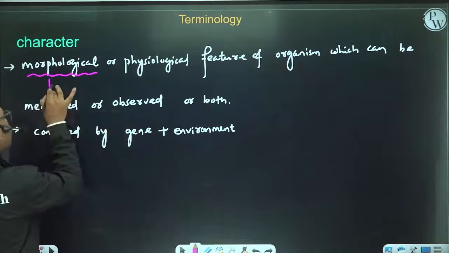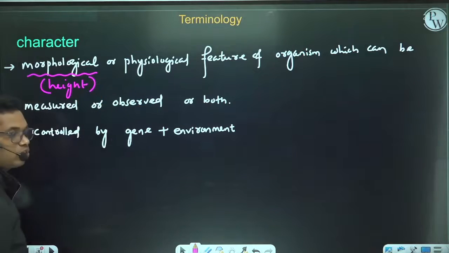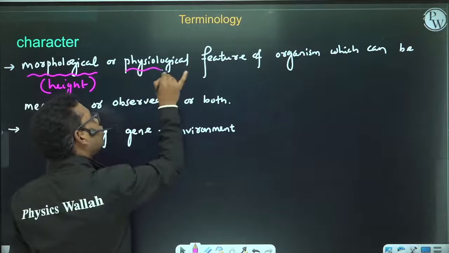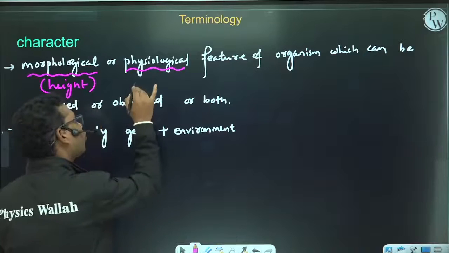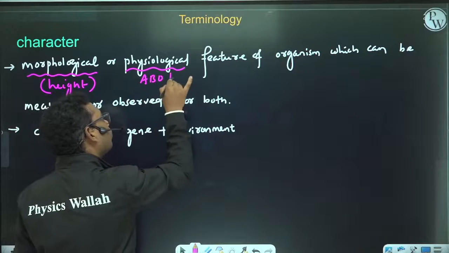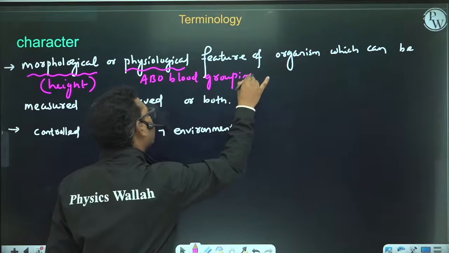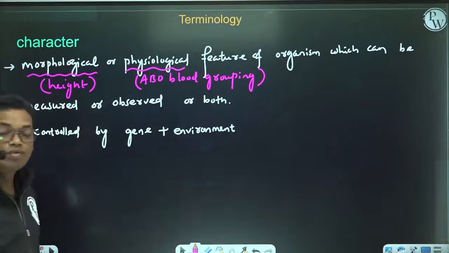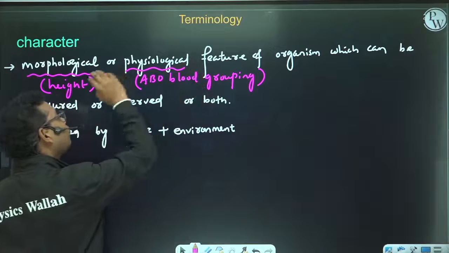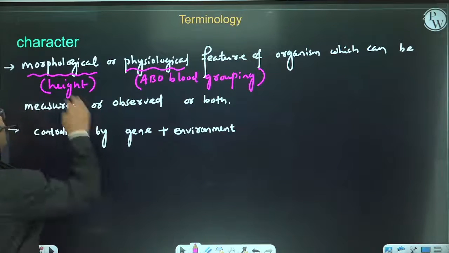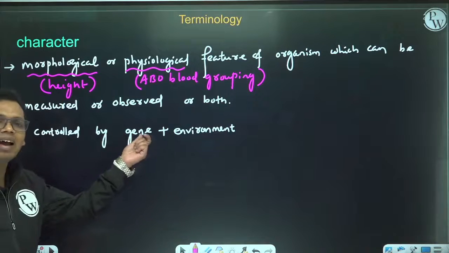That is the height. So when I say height, this is the character and this is a morphological feature. And when I say physiological feature, this is also going to be a character, and I can give you one example, that is the ABO blood grouping. This is also a physiological feature. So whether the feature is morphological or physiological, if the feature is well defined, then I will call that a character. And these characters are controlled by gene and environment.